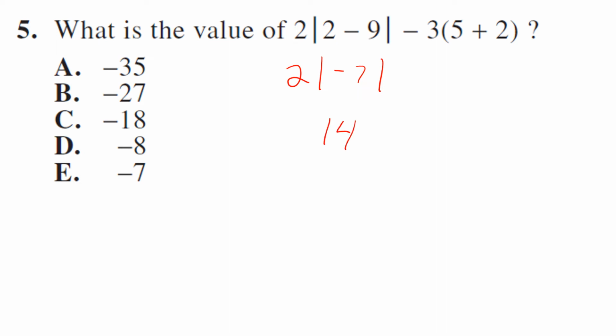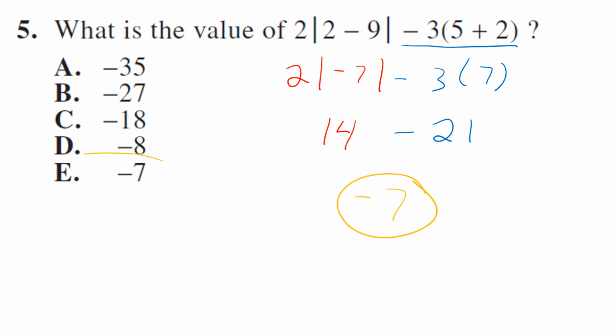And then we have this other side, negative 3. So we're going to do what's in parentheses first. So 7 minus 3 here. So is negative 21. So 14 minus 21 is negative 7. So your answer is E.